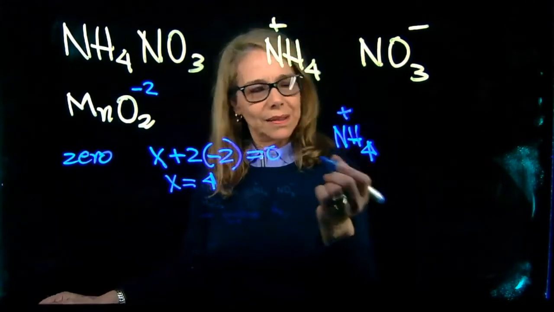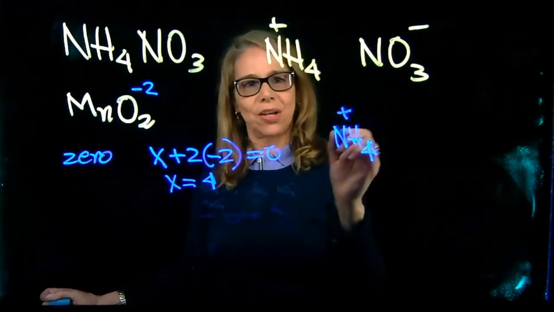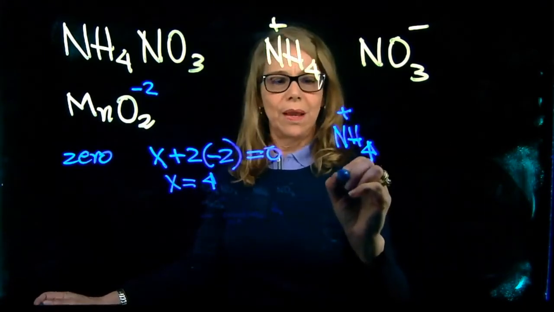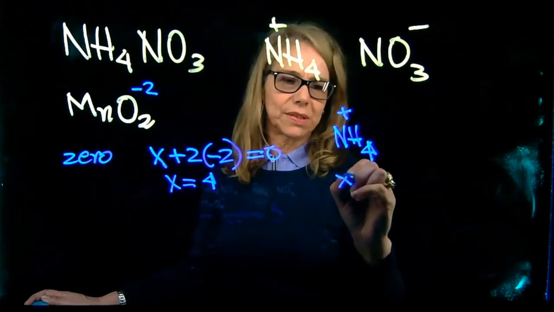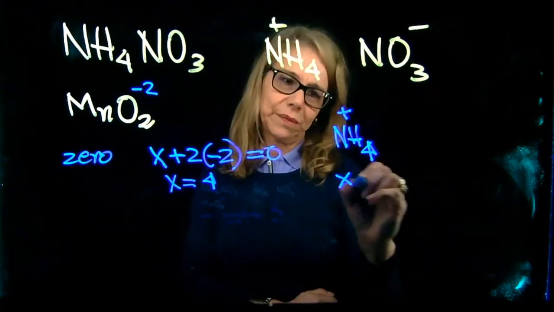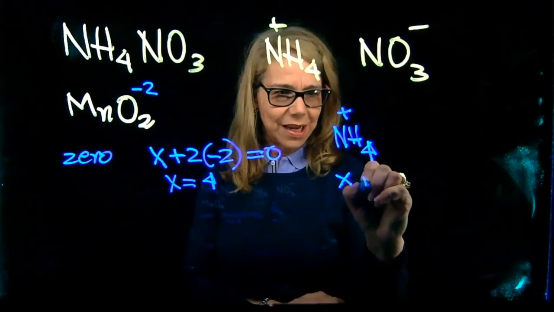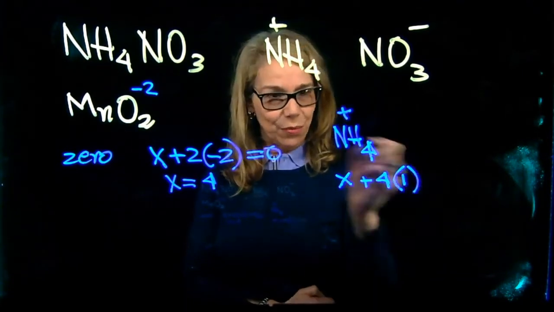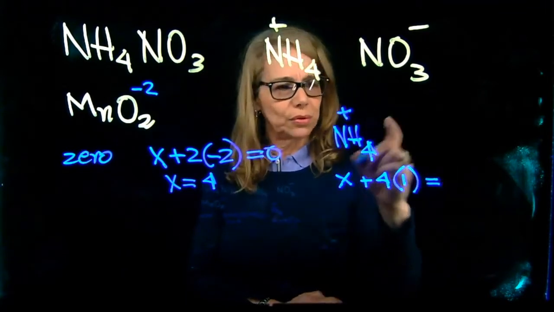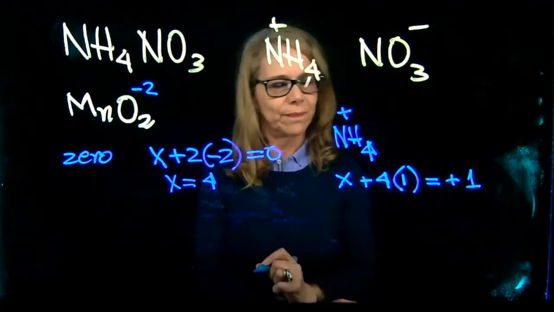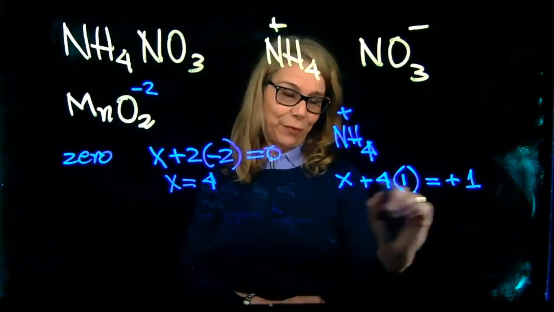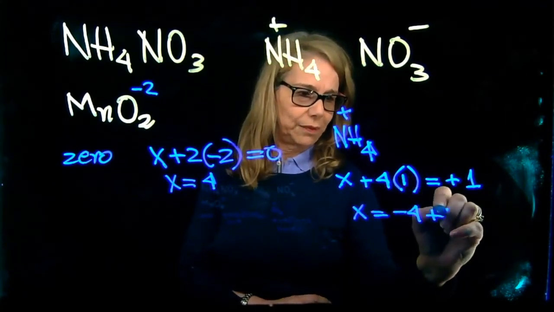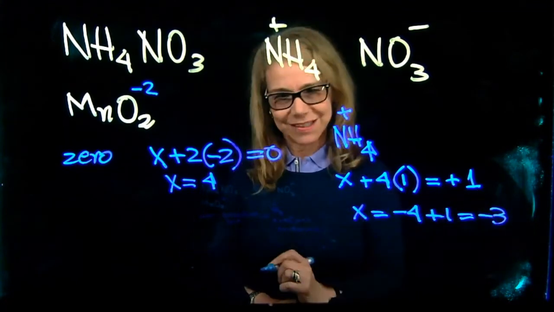Let's see what the oxidation state is here. The total charge of the ion is +1. I don't know the oxidation state of nitrogen, so I'm going to say it is X. I have 4 hydrogens, and their oxidation state is +1, as we saw, and the total charge is +1. For that math to work out, the oxidation state of nitrogen is going to be -4 + 1, which is -3.